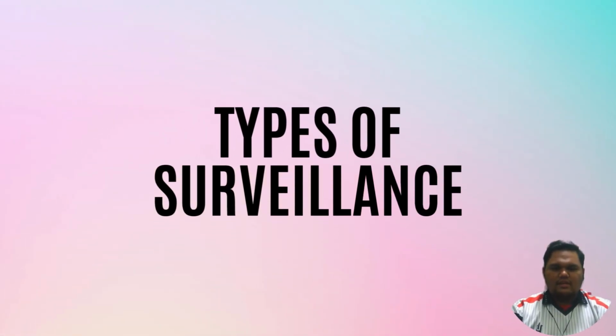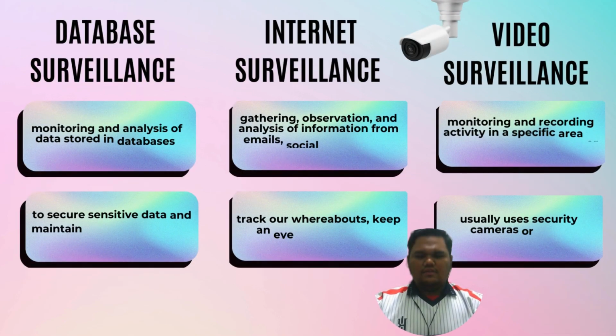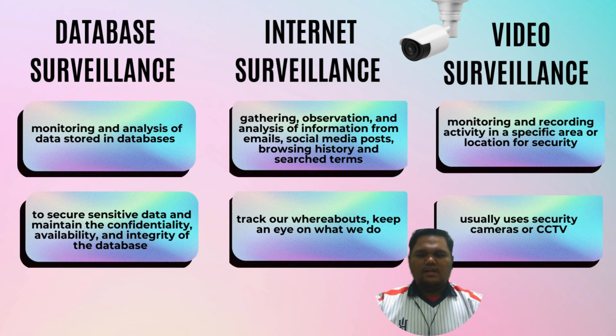Types of surveillance. The first surveillance is database surveillance. Database surveillance is the monitoring and analysis of data stored in databases. It is to secure sensitive data and maintain the confidentiality, availability, and integrity of the database.